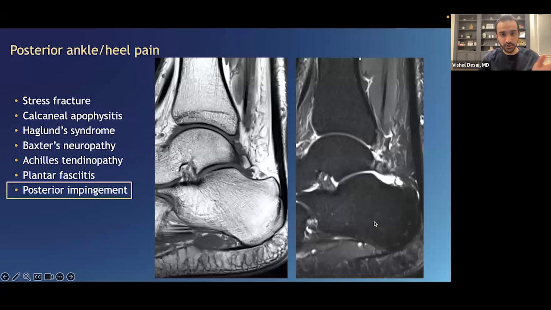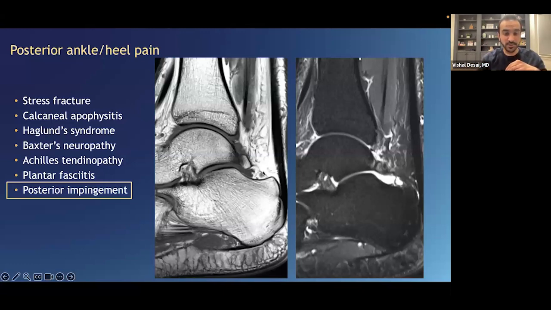And last, for that posterior ankle and heel pain, we're going to talk about posterior impingement. So posterior impingement is going to be seen in patients that have an os trigonum or a prominent Stieda process. A Stieda process is an anatomic variant. We have elongation of that posterolateral talus.